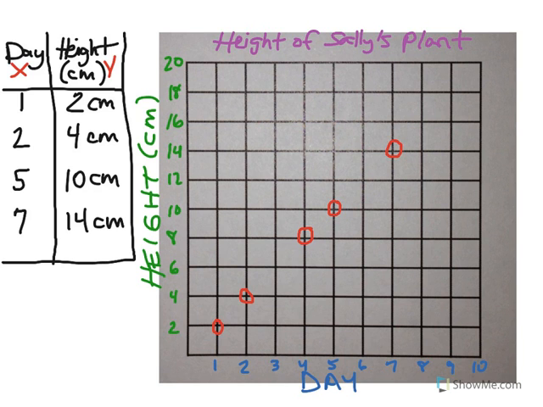We now have enough points, so go ahead and use a straight edge if you have one, and I'm going to do my best to draw a straight line through these points and continue it all the way through the graph. By continuing it, I can use it to help me solve even more problems. Please notice some other points that fall on the line. For example, day 3 and 6 centimeters, and day 6 and 12 centimeters.